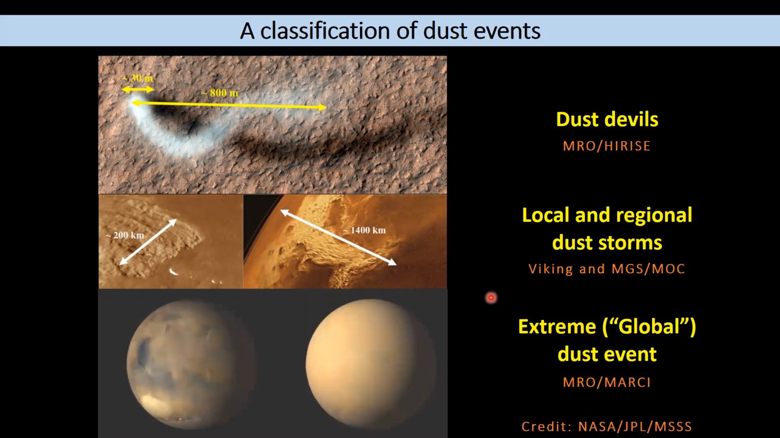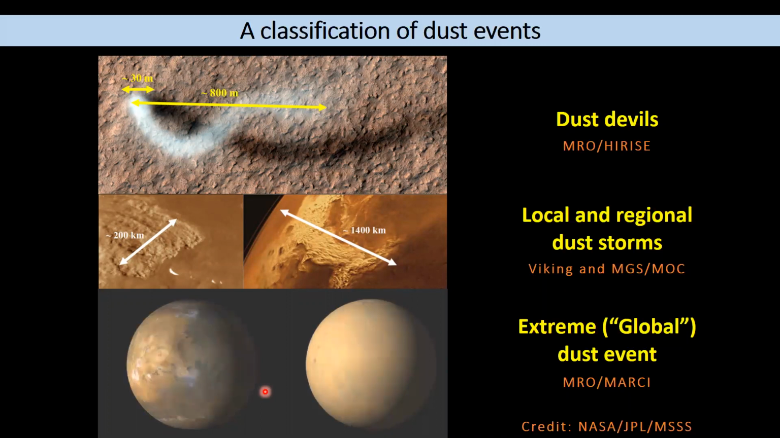We basically classify them in 4 classes. The smallest phenomena are called dust devils. They are a few hundred meters in height, and a few tens of meters in horizontal dimension. Then we have local storms with fronts of a few hundred kilometers, going to regional dust storms, which have fronts of a few thousand kilometers, up to the very extreme case, which some people call a global dust event or global dust storm, planetary encircling dust storm. I like to call them extreme dust events, and we'll show you why.